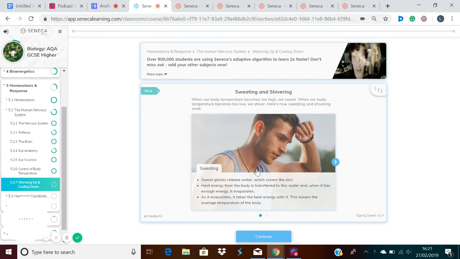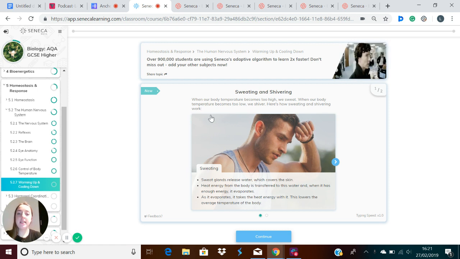Thermoregulation is the control of our body temperature. So when our body temperature becomes too high, we can sweat. And when our body temperature becomes too low, we can shiver. So how does sweating and shivering work?